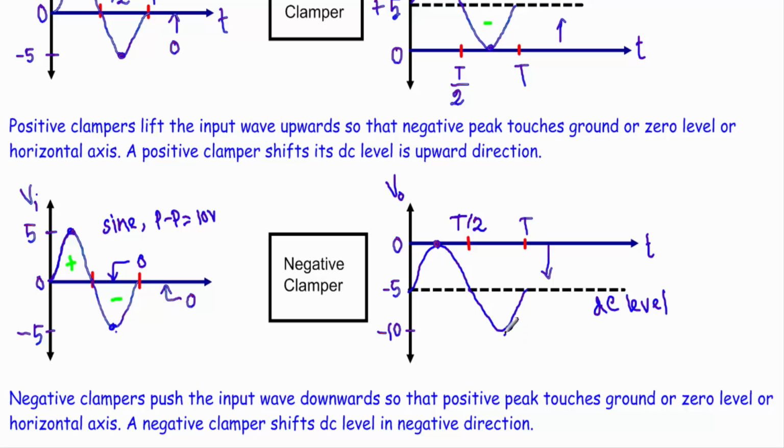Now one thing I have to conclude is that, see here, I am applying a sinusoidal voltage at the clamper input. In the output I am getting another sinusoidal voltage.